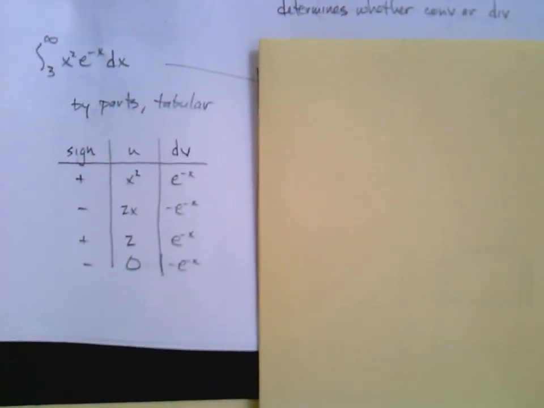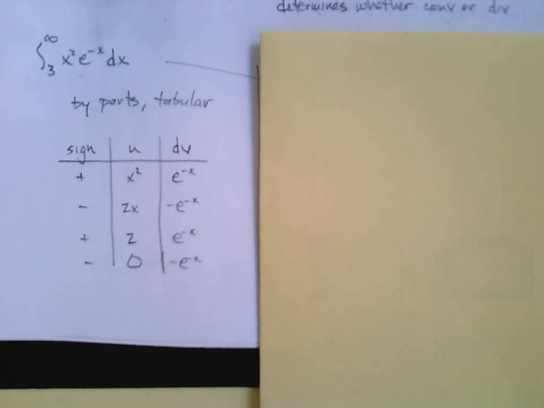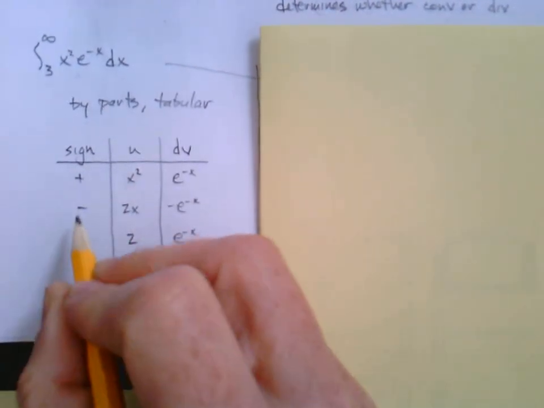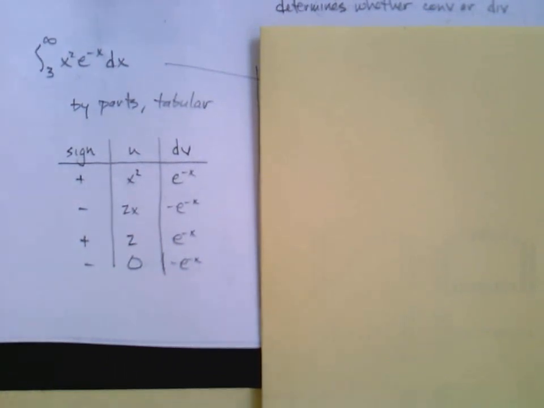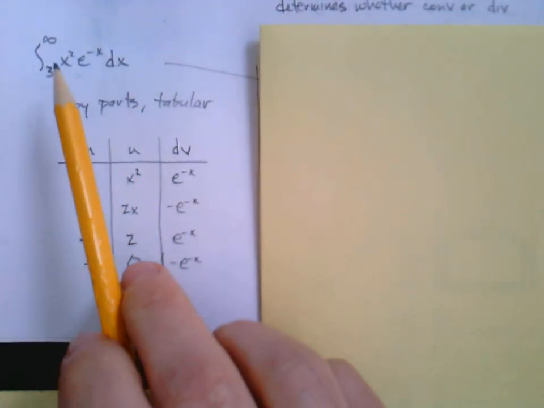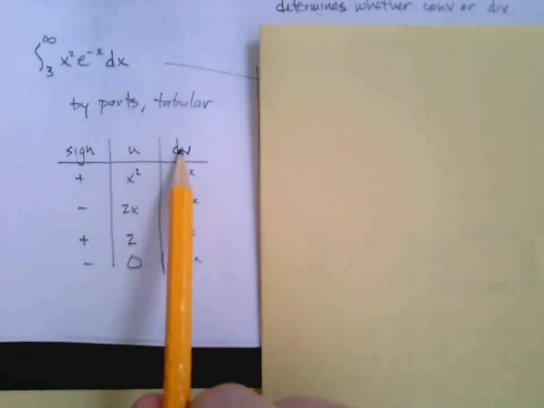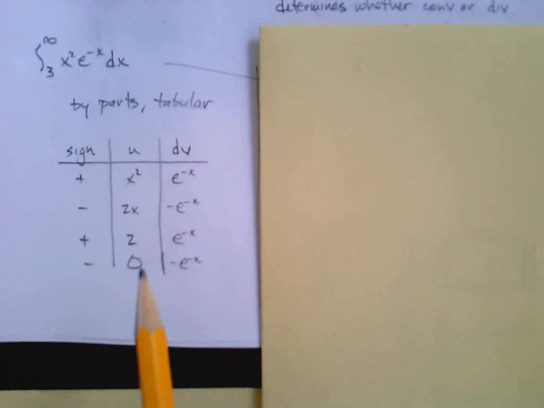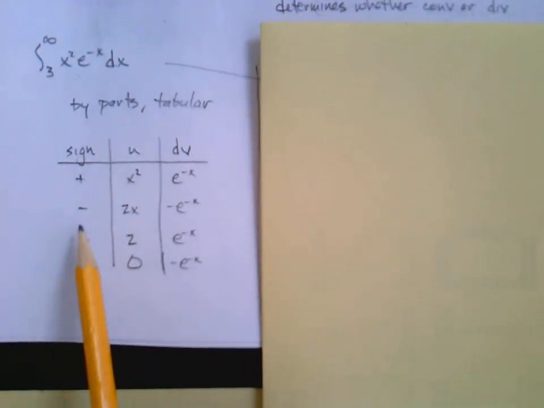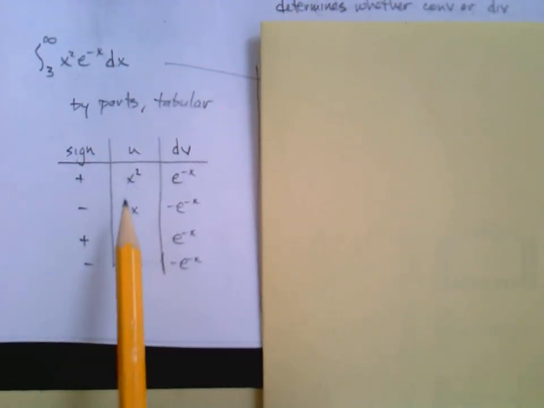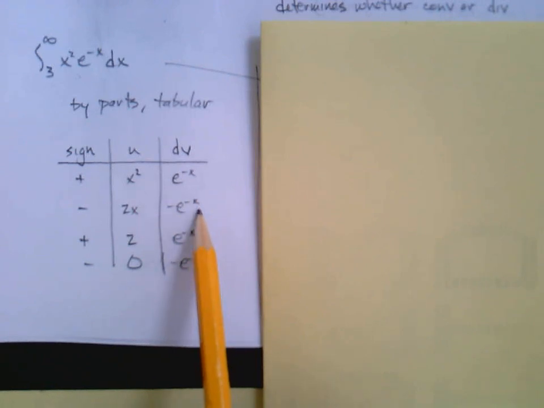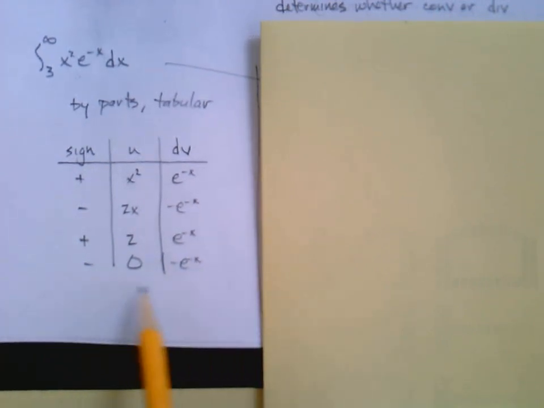Okay. We denote the sign, positive or negative, starting with positive, they alternate. What would have been u? Well, we're going to take the x squared. What would have been dv would have been e to the negative x dx. And tabular says, for the sign alternate, what would have been u, you take derivatives until you hit 0. That tells you where to stop. What would have been dv, take antiderivatives and fill it all out.